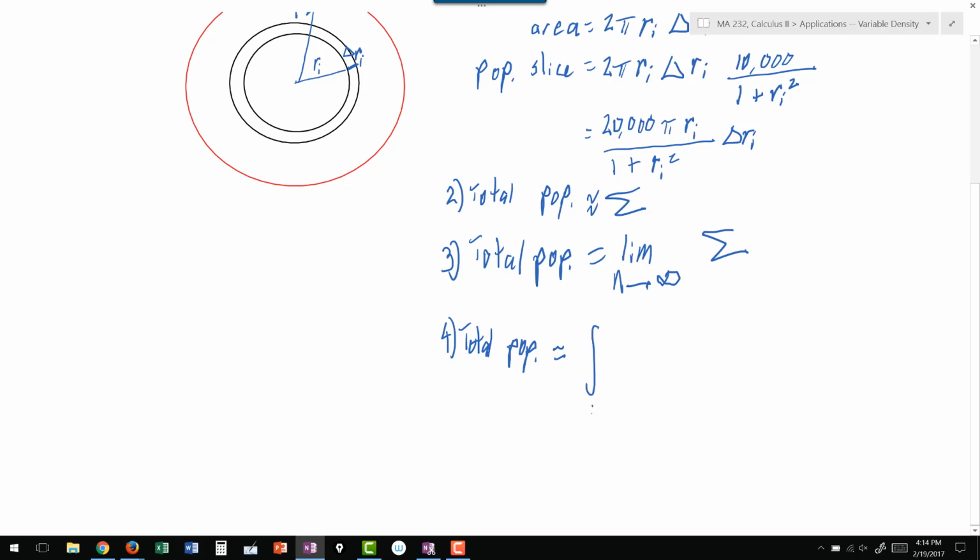So that's going to be the integral. The smallest r can be is right at the town center, 0, and the largest it can be is that r sub i can extend all the way out to 12 miles. So our limits go from 0 to 12. The function is the population on one of our slices, and the delta r sub i becomes the dr to tell us what the variable of integration is.